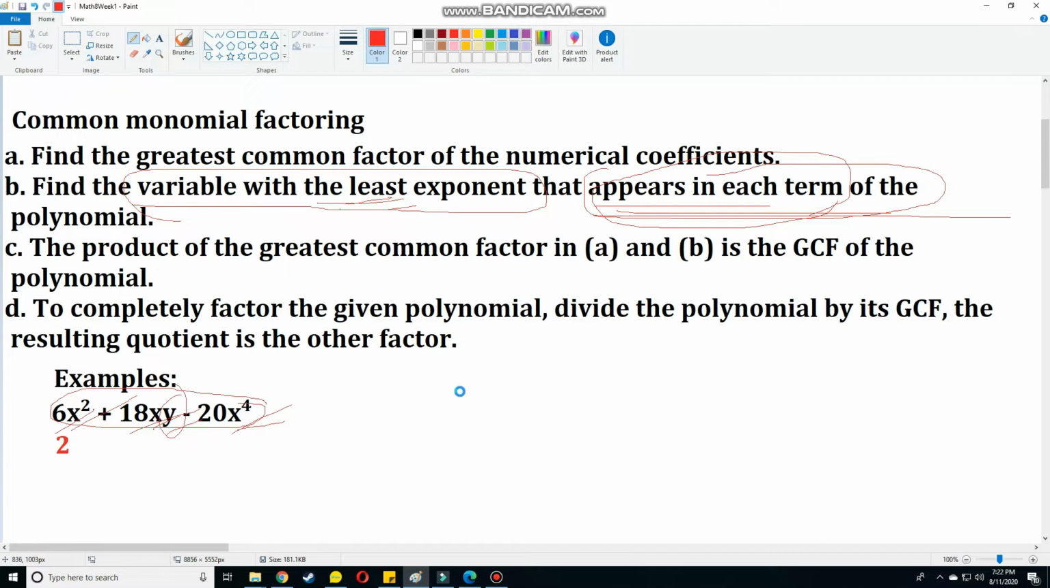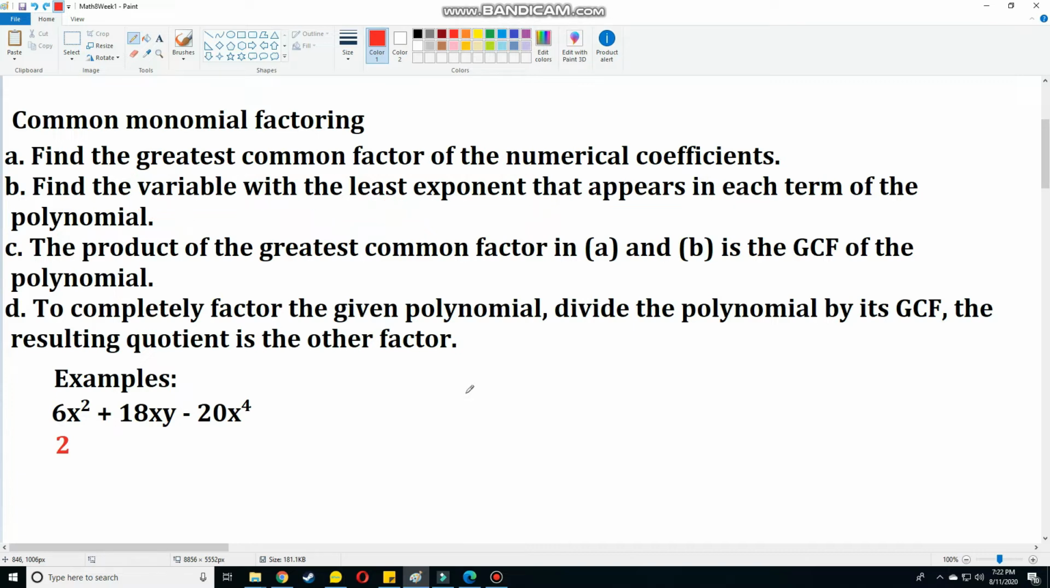y would not be included. It's because y does not appear in each term. On our factor, y is not included, because y did not appear in the first term, as well as on the last term. How about x? x appeared on the first term, on the second term, and on the third term. So therefore, our factor now would be x.